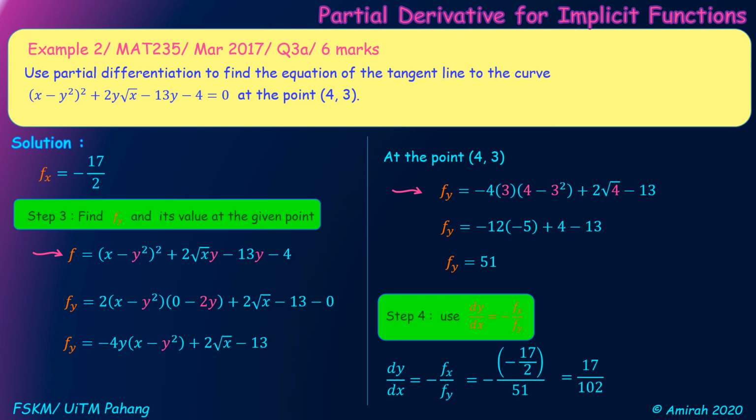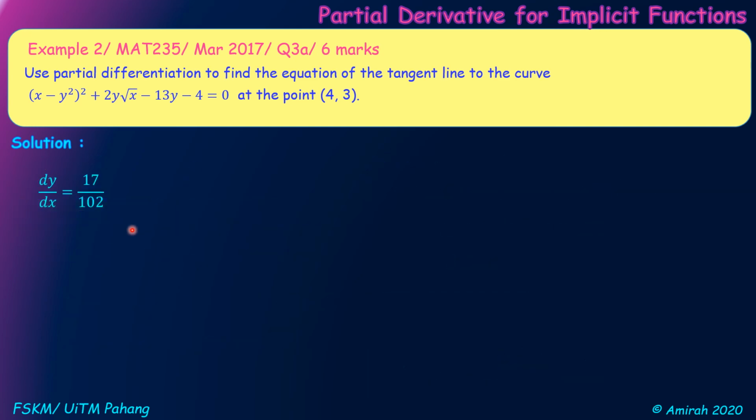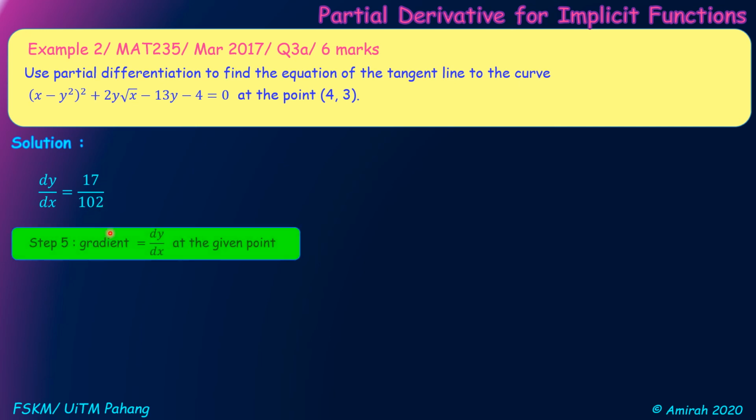From the previous slide, we get dy over dx equals 17 over 102. Then we can continue with step 5. Gradient equals dy over dx at the given point. So our gradient m equals dy over dx equals 17 over 102, right?